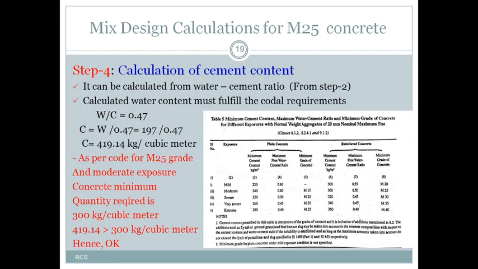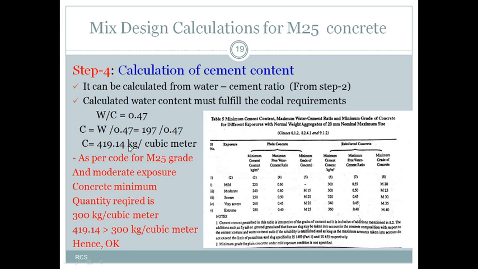It can be calculated from the water cement ratio, and the water cement ratio I have chosen is 0.47. From this, cement content is equal to W by 0.47, and as we already know, W is the water content value calculated in our last step, that is 197. So 197 by 0.47 will give me the content of cement, that is C, equal to 419.14 kgs per cubic meter. Okay, well, we have obtained this value.